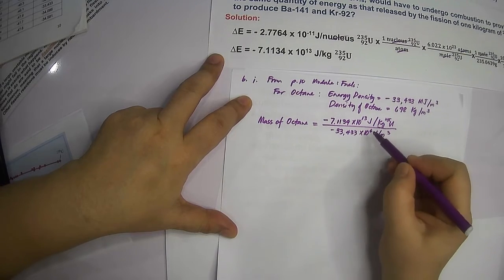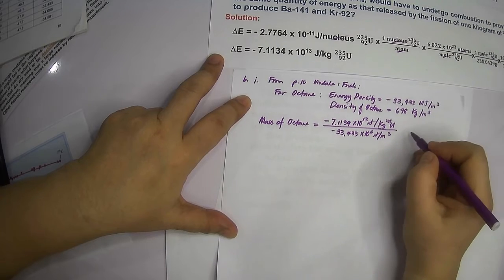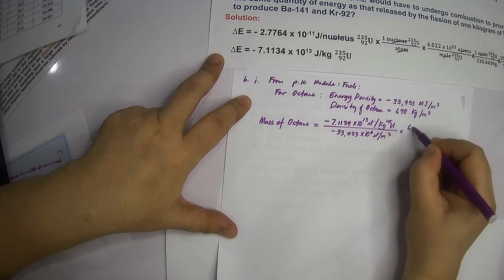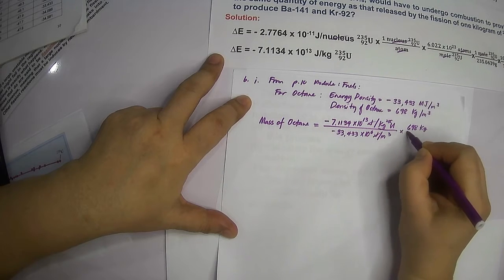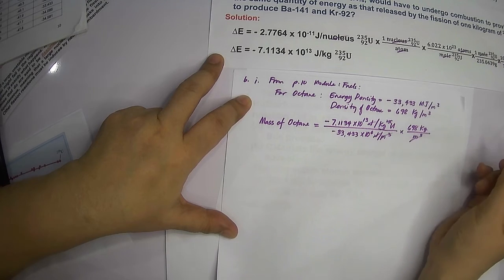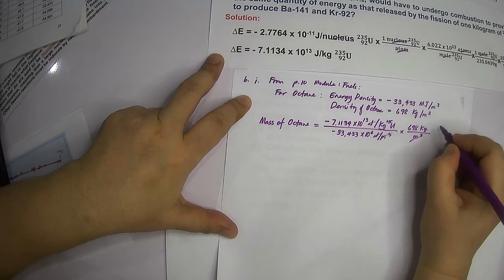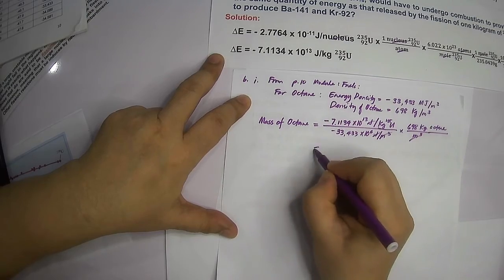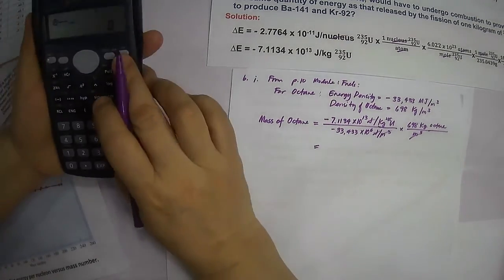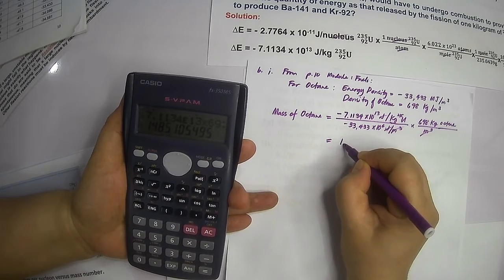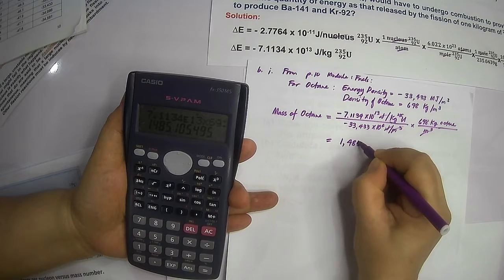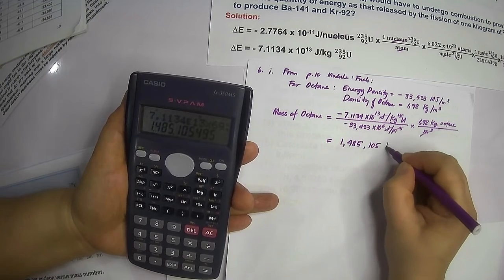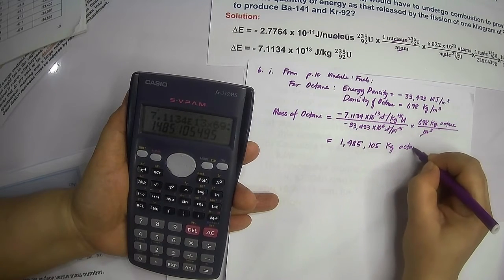Okay, we're asked for the mass. So the joule cancels out. Then using the density, since we have 698 kilogram per cubic meter, the cubic meter will cancel out. That will give you kilogram of octane. So the value will give you 1,485,000 kilograms of octane.